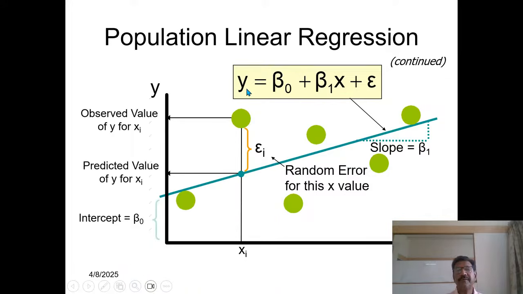Once beta 0, beta 1 and the x value are known, you can calculate the y value. If the y value is known, and beta 0 and beta 1 are already calculated based on this graphical representation, then you have to calculate x. Here we are neglecting the eta value, the random error, because the errors lie on both sides, the upper side of the line and the lower side of the line.